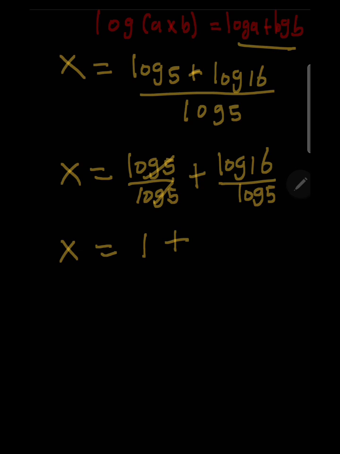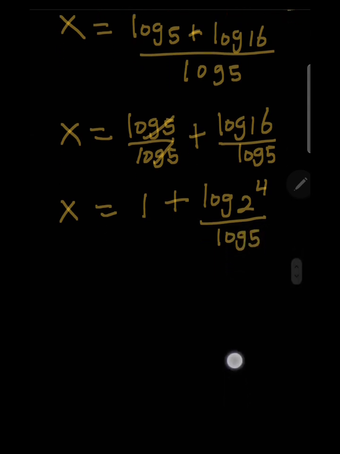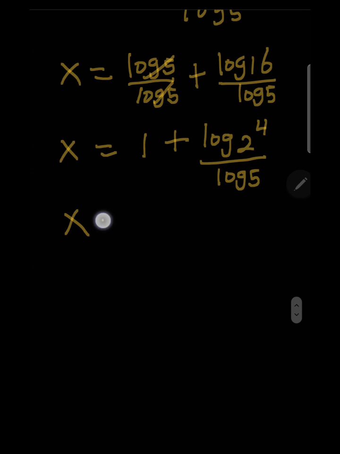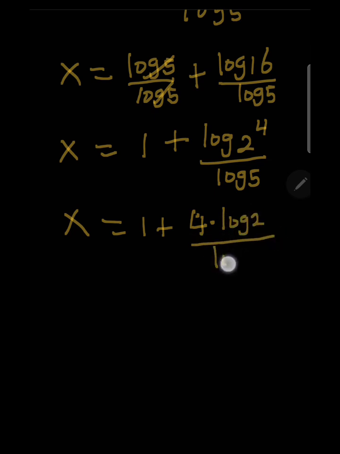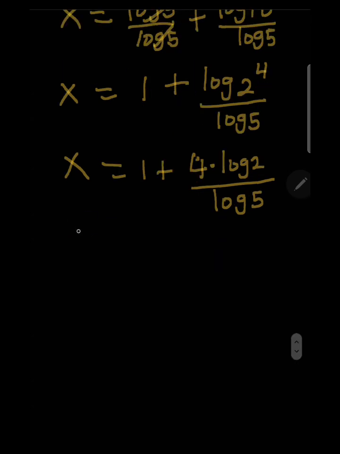16 can also be written as 2 raised to the power of 4. So we can break the 16 as well, 2 raised to the power of 4, then everything all over log of 5. Now we're going to simplify further. We have x equal to 1 plus log of 2 to the power of 4. As you can see, applying this power property of logarithm, the power 4 is going to go back to multiply the log. So we're going to have 4 multiplied by log of 2 and everything all over log of 5.